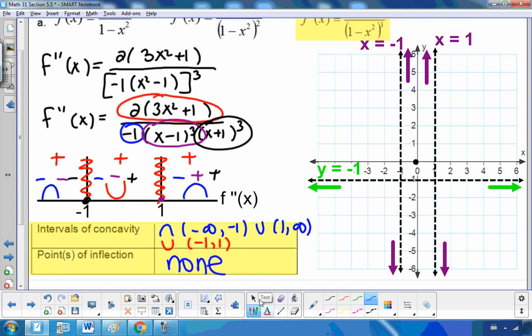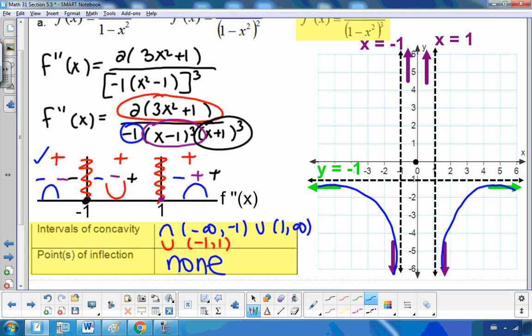But now, based on my intervals of concavity, I can do my graph. So let's look at the ends of the graph. So between negative infinity and negative 1, it is concave down. So if I look here, I'm going to connect my arrows for my end behavior, but I'm going to be concave down. So that's the first part in here.